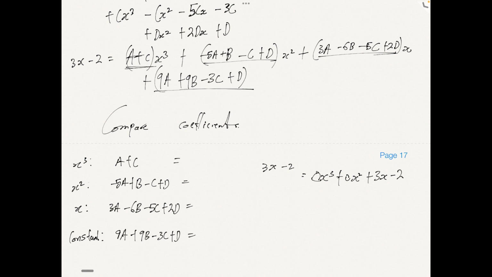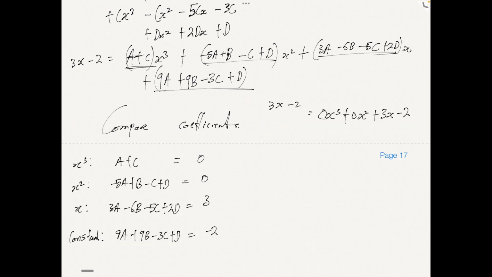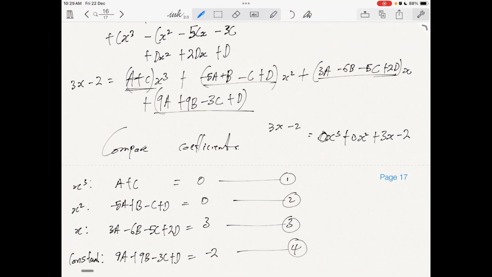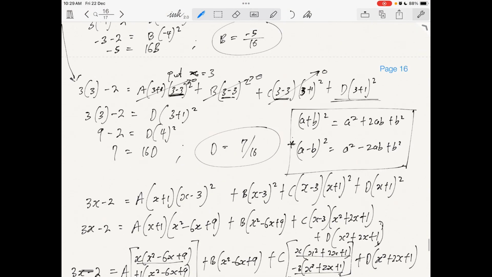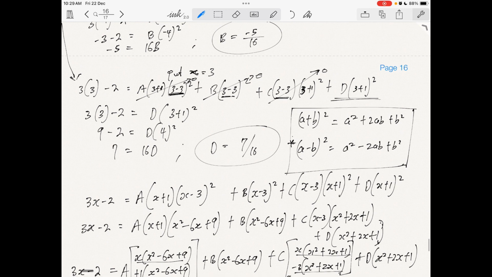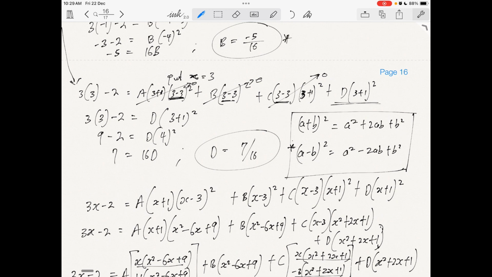So with respect to that, we know that our coefficients for x raised to power 3 are 0, 0, 3, and minus 2. Okay, so I can just put this here. So this will be our equation 1, equation 2, equation 3, and equation 4. Now, previously, we have solved for B and D. Okay, this is our B and this is our D.